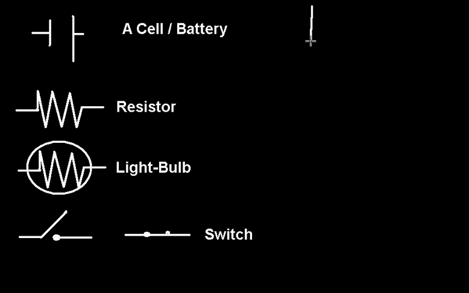So I'm going to go ahead and start off by creating a cell. It's going to be like this, and it's going to be a longer one here. Okay. That'd be our cell, or battery, whatever you guys want to call it. Then I'm going to add a light bulb. So I'm going to go like this. Doesn't need to be perfect. You're pretty much just describing what it's going to be. And close the circuit.